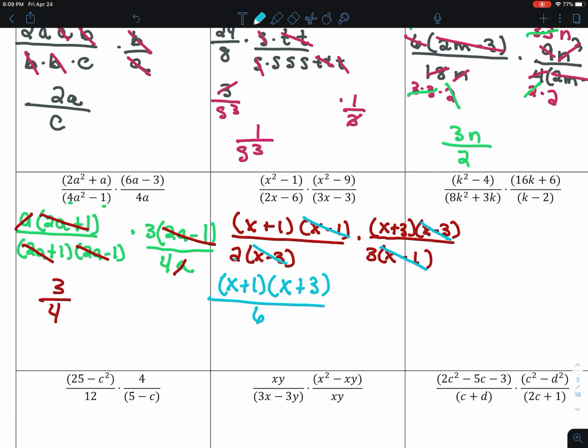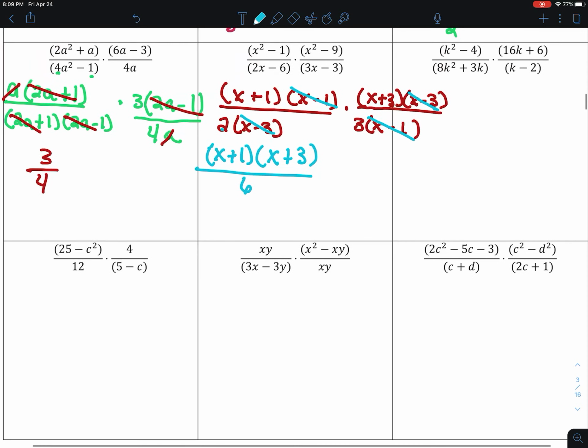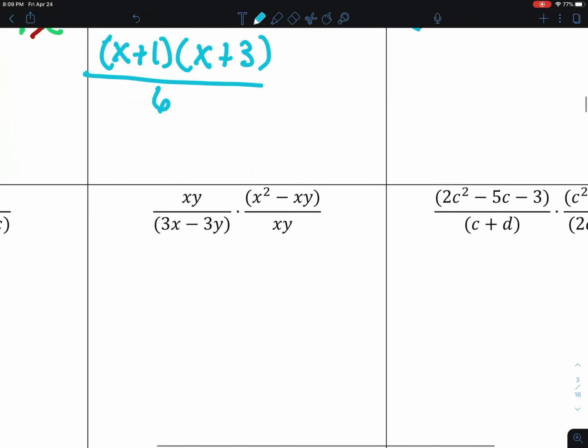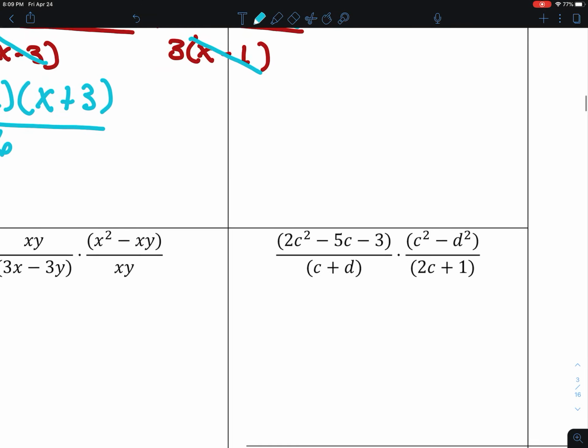Okay, I'll come back to that one. Let me see if there's another one I want to do. Let's do this last one. We have to factor this. In order to factor this, we have to use the AC method.